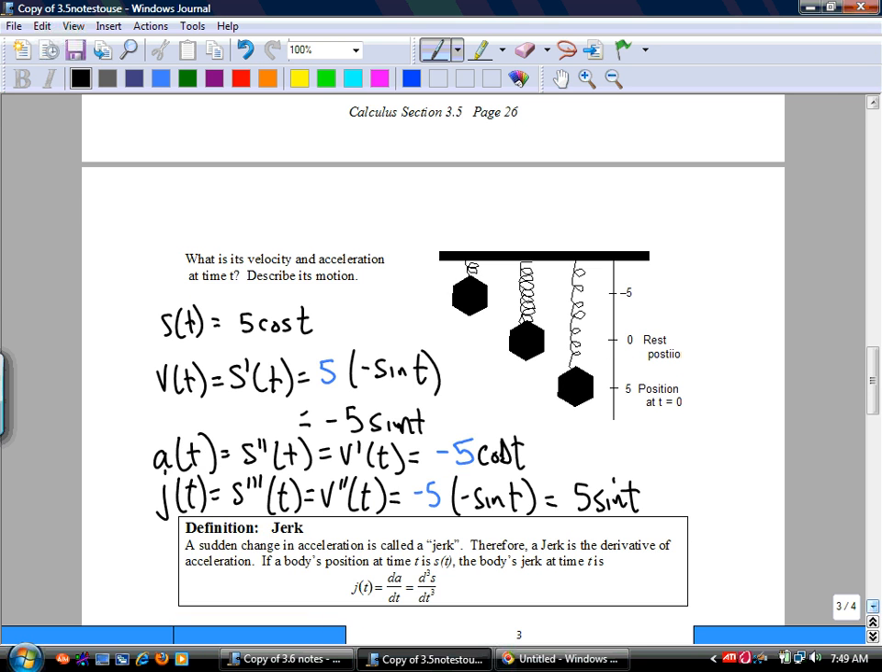Okay, so a sudden change in acceleration is called a jerk. Therefore, a jerk is the derivative of acceleration. Position, velocity, acceleration, jerk. Most of the time, most people don't feel a jerk. Jerks only happen when you're rapidly accelerating in another direction.